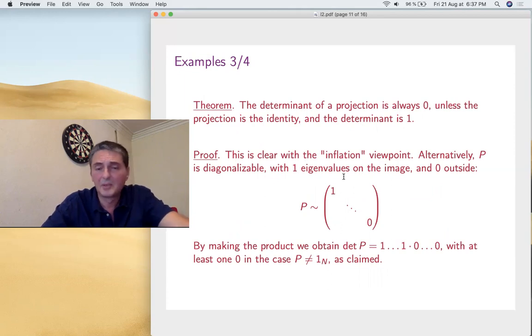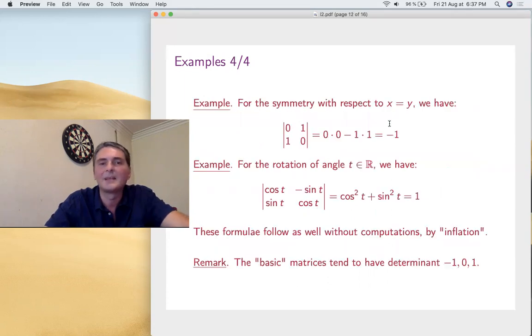Other examples, what do we know? Transformations, projections, symmetries, rotations. For a projection, you get 0 unless the projection is the identity, where the determinant is 1. Why? By inflation, the projection squashes, so it's 0. This is the identity. Of course, you can get it also by diagonalization. The projection is diagonalizable. You have ones on the image and 0 outside. So if you make the product, you basically get 0, unless you have only ones, and you get 1.